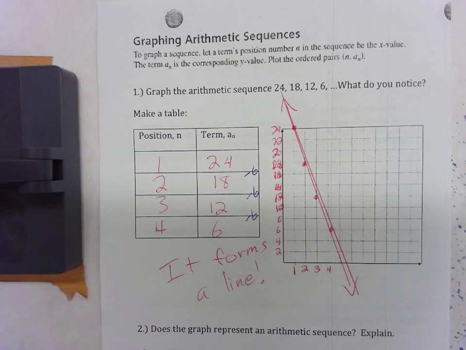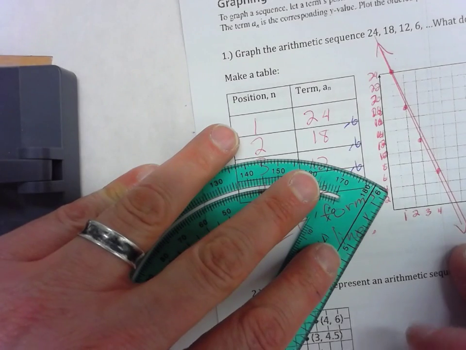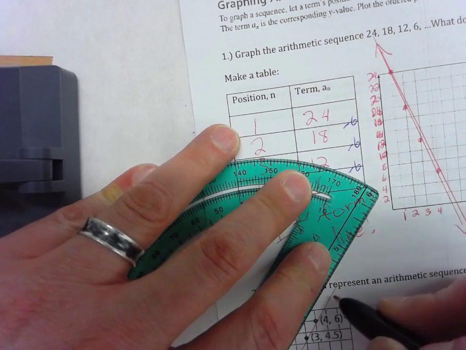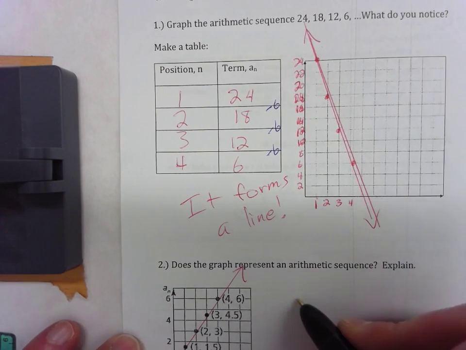Okay. So number 2, does the graph represent an arithmetic sequence? Well, let's take a look. If I draw a line right here, I can see that it very clearly forms a straight line. Well, all lines are straight. We're sure. Come on, get it together.